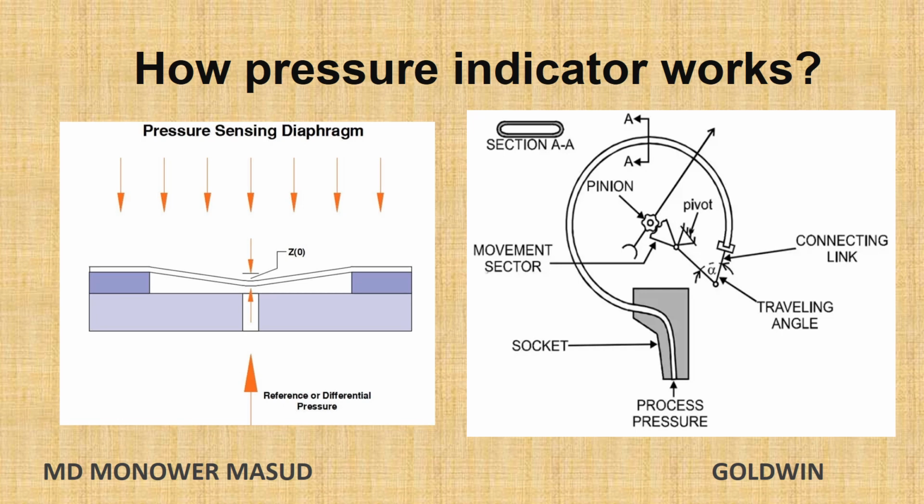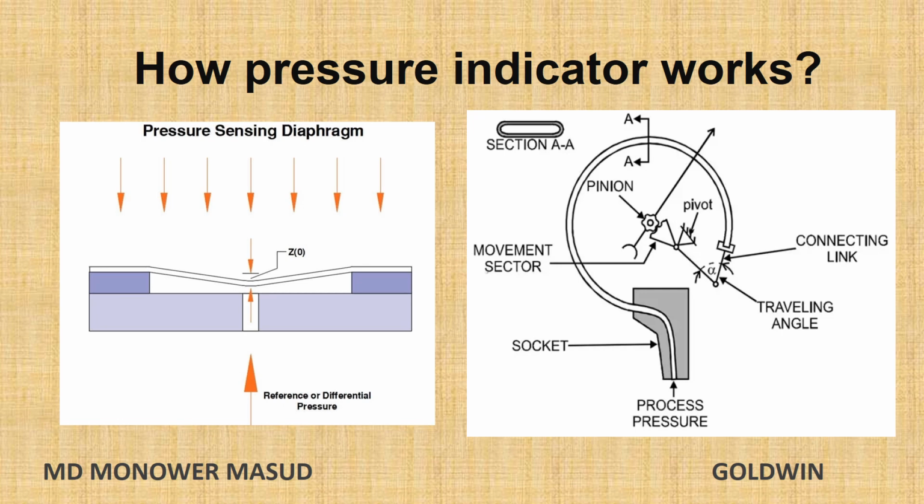How a pressure indicator works. A pressure indicator is a device used to measure and display the pressure of a system, such as in hydraulic or pneumatic systems, pipelines, or vessels. The working principle and design of a pressure indicator can vary depending on the type of pressure being measured and the specific application. However, here's a general overview of how a pressure indicator typically works.